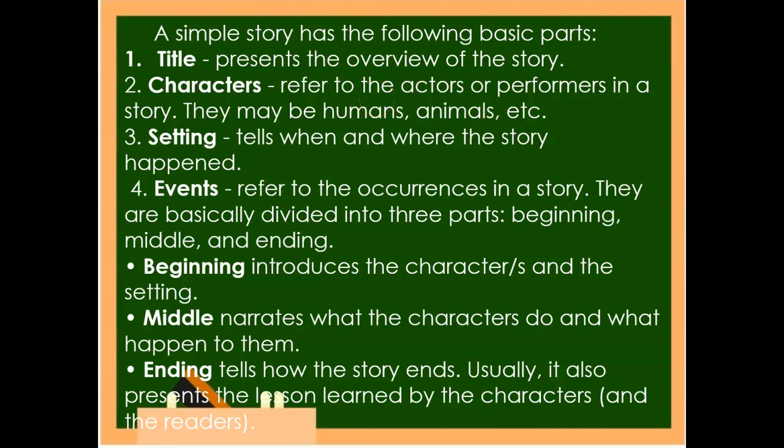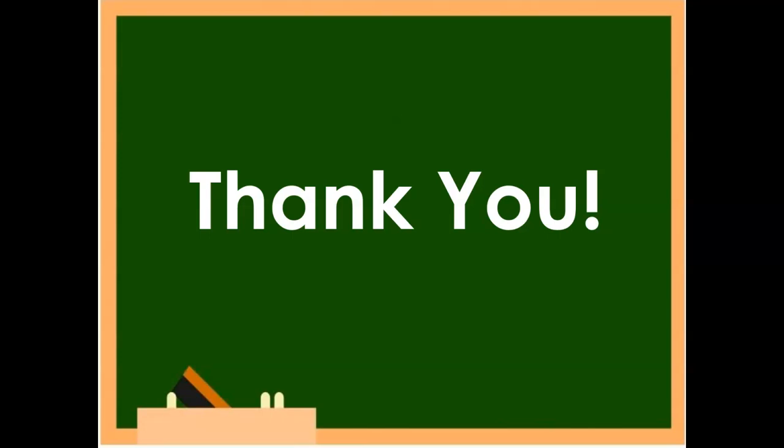The events refer to the occurrences in the story. They are basically divided into three parts: the beginning, middle, and ending. Beginning introduces the characters and the setting. Middle narrates what the characters do and what happens to them. And ending tells us how the story ends. Usually, it also presents the lesson learned by the characters and the reader. So that's all for the third quarter.